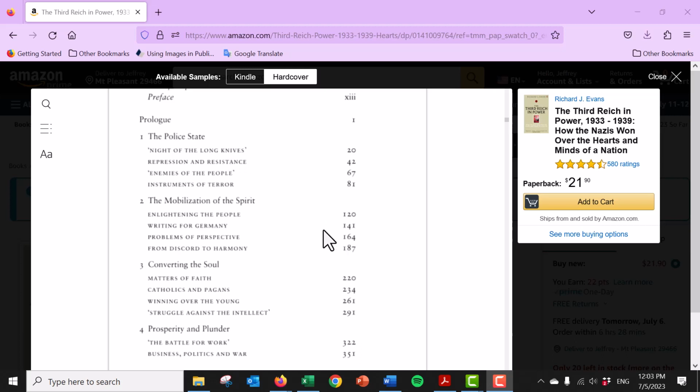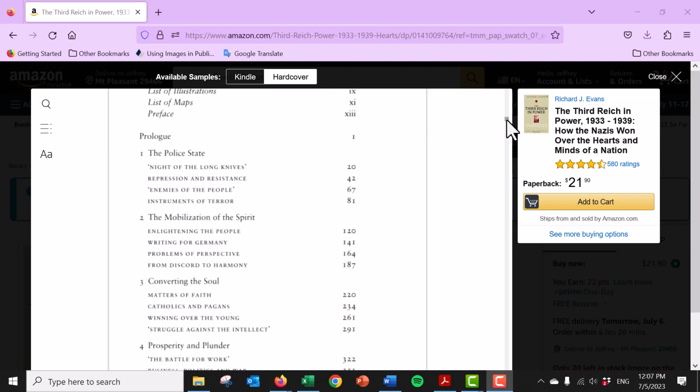If I am writing a paper about the history of religion and Nazism, I really don't need to spend a lot of time learning about the police state. I can just skip right ahead here to Chapter 3, Converting the Soul, and I can read about Catholics. I can read about other issues related to faith, Protestantism, etc.